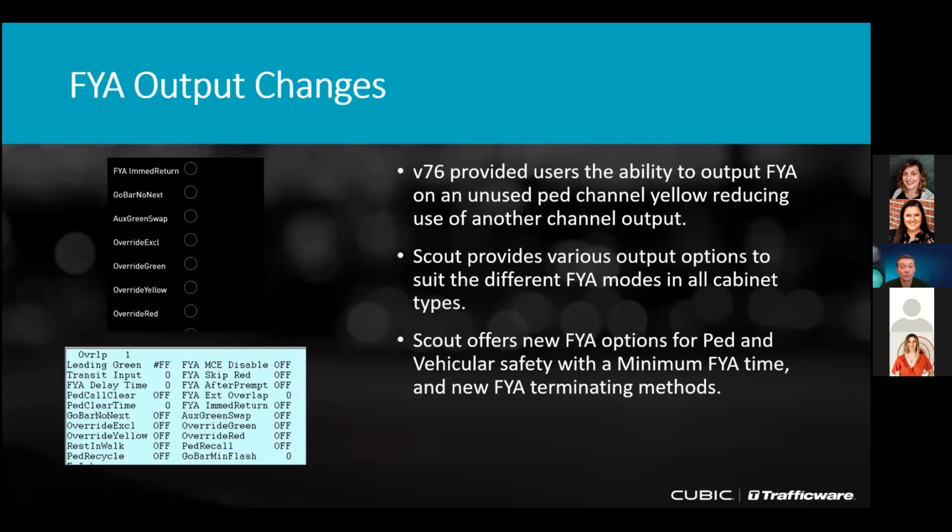Scout also offers a few new methods to terminate the flashing yellow arrow. When conflicting demand is present, we can offer a single ring termination, or we can place calls to side streets or go all red as we did before. An improved flashing yellow arrow minimum time parameter provides a kind of a check to force off before activating to prevent a short flashing yellow arrow cycle.